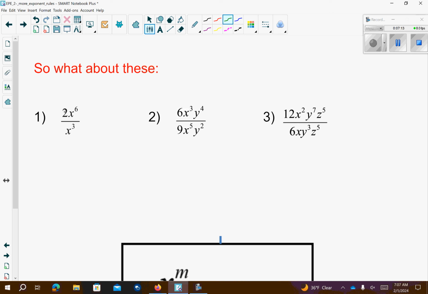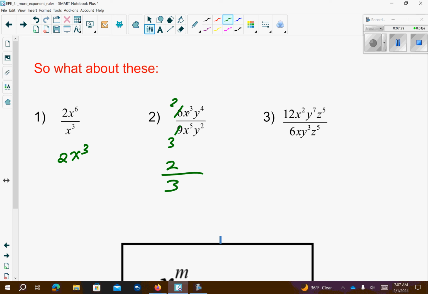Okay, so let's talk about that. So I have the 2 that's going to stay there. Tug of war with the x's. Who wins, top or bottom? Well, the top wins. Top wins by 3. That's done. This one I can reduce 6 because 3 goes in it, 9. So I get 2 over 3.